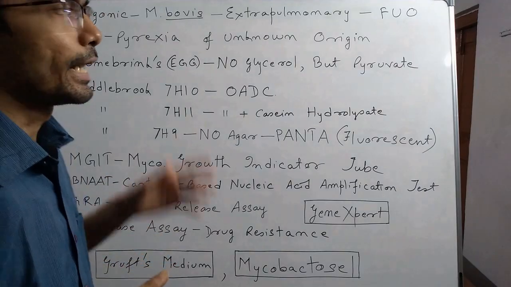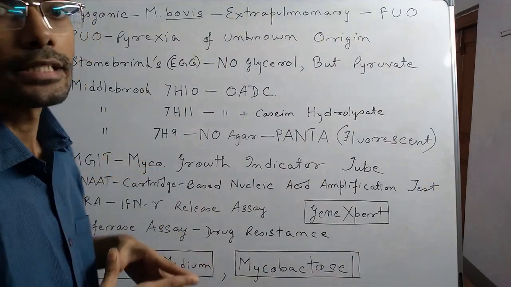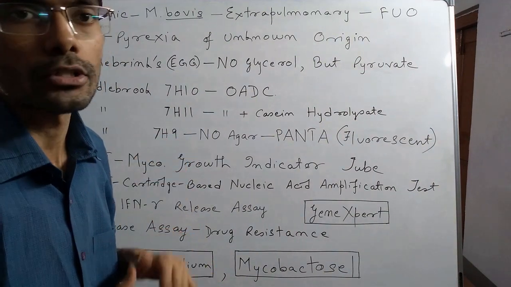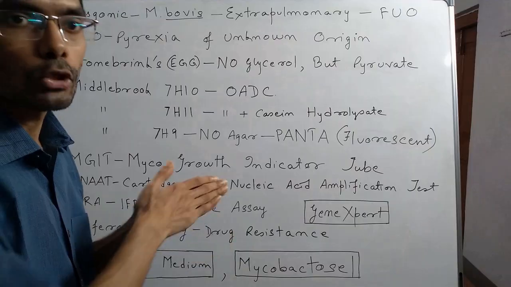Another point of difference between M. bovis and MTB is that M. bovis is microaerophilic, that is, it survives in low concentrations of oxygen, whereas MTB is an obligate aerobe.